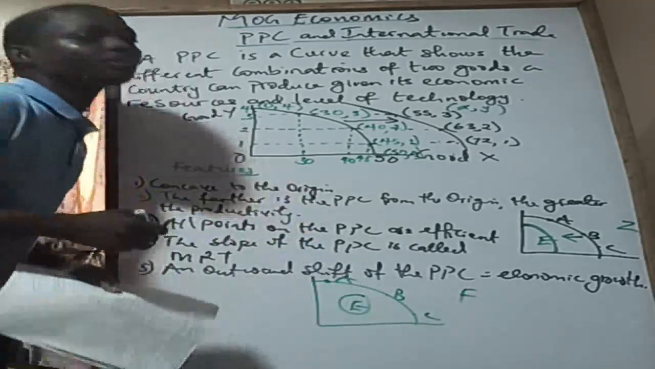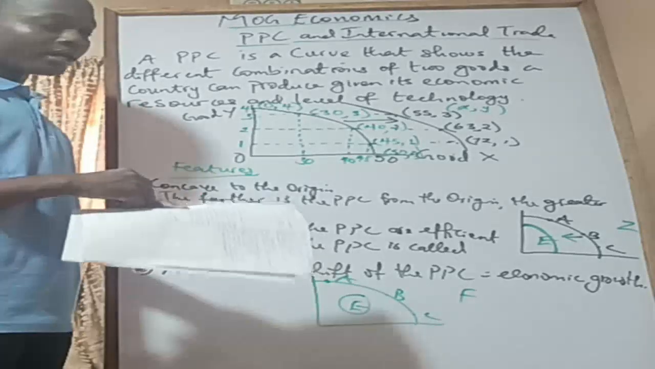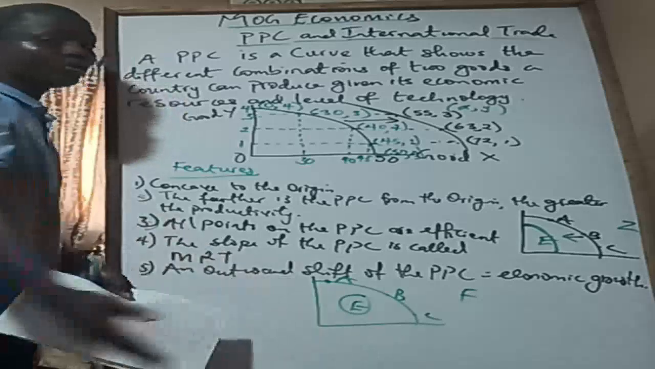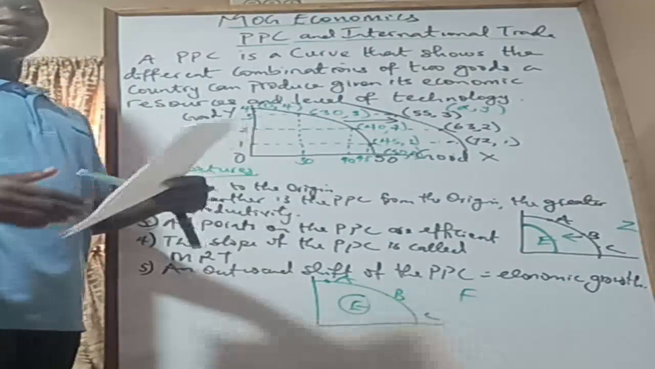We want you to produce at point E. Now your curve is not shifting, right? This is what you're supposed to have if you are making the best of your resources. But what will make you produce within it? First, you can have underemployment of your resources.